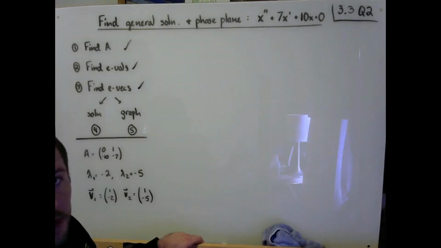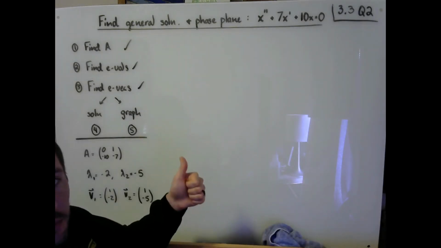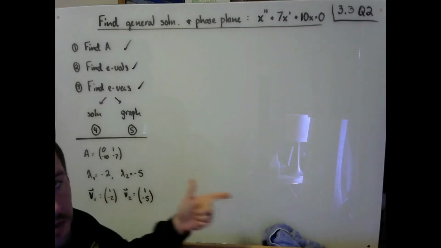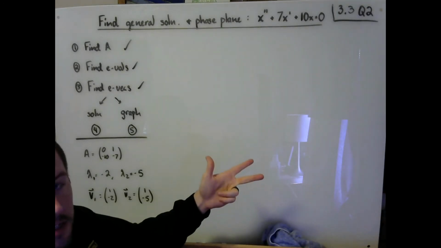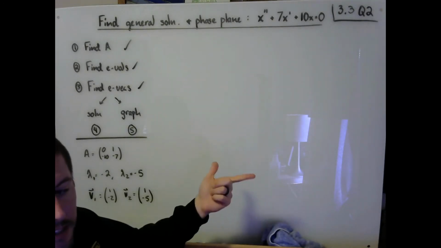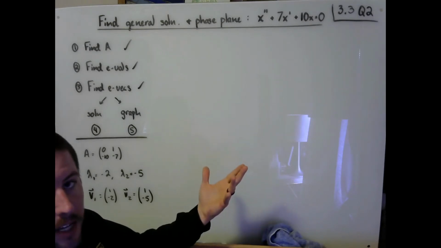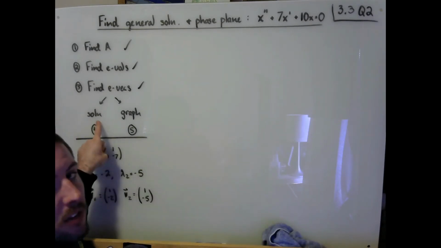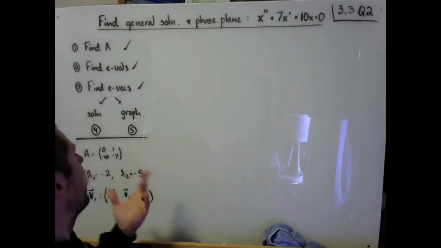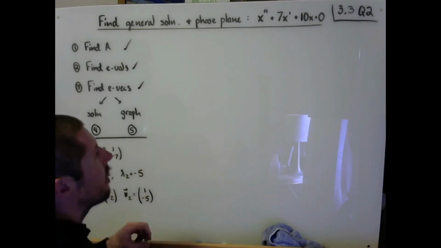Now we found our A matrix. We used the A matrix to find the lambdas. We used the lambdas to find the eigenvectors. Now we know the eigenvalues and the eigenvectors. That should be all the information that we need to do things like state our general solution and draw our graph. Let's go ahead and state this general solution first, then we'll draw a graph.